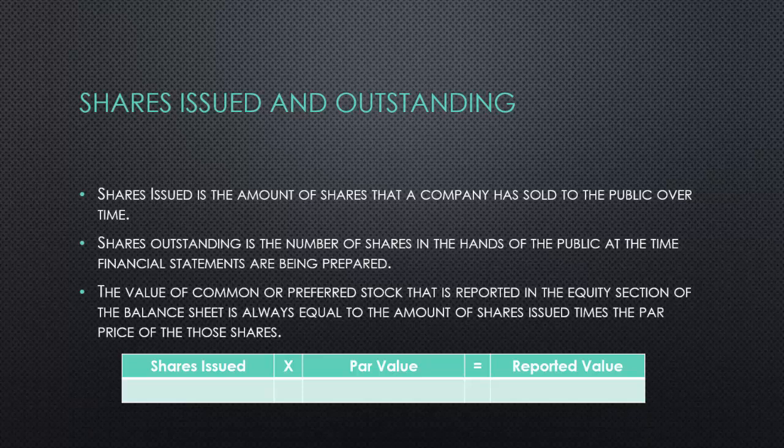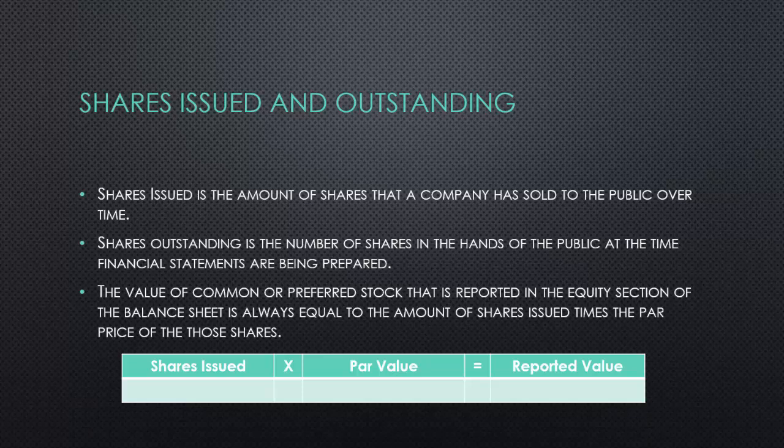Companies will sometimes buy their own stock back from their shareholders. They call this treasury stock. So you can think of shares outstanding as the number of shares issued minus the number of shares the company holds in treasury. Shares issued, however, are what gets reported on the balance sheet.